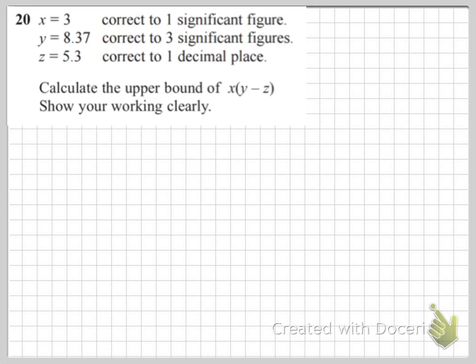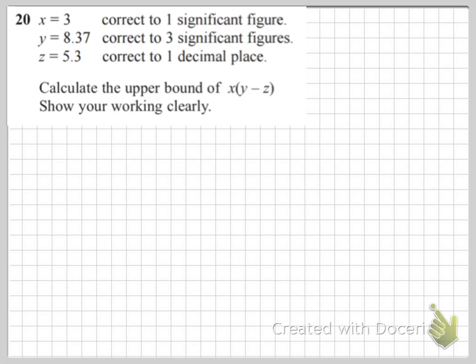Question 20, fairly standard upper and lower bounds question. It's worth noting that this is a context-free question. It's a purely abstract maths question. There's no Sandra has 3 apples or anything like that. So we don't need to do much interpretation here. We just need to understand the difference between significant figures and decimal places. And even then, frankly, it doesn't make any difference in this question.